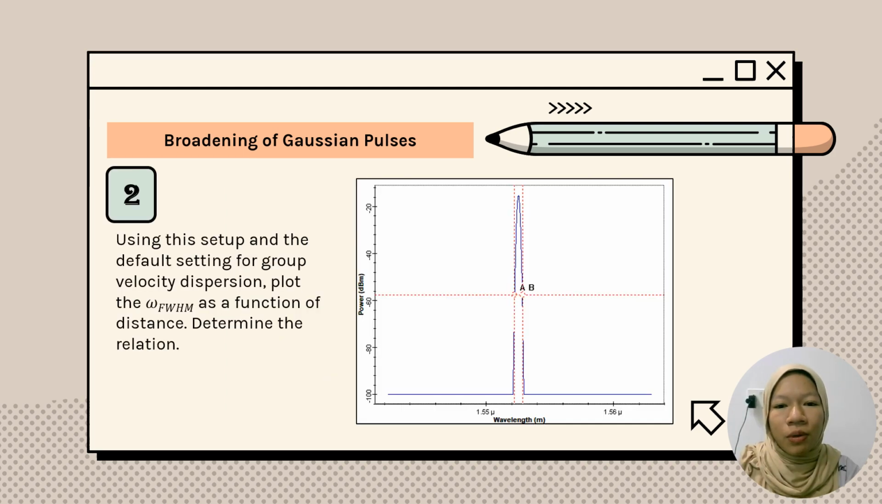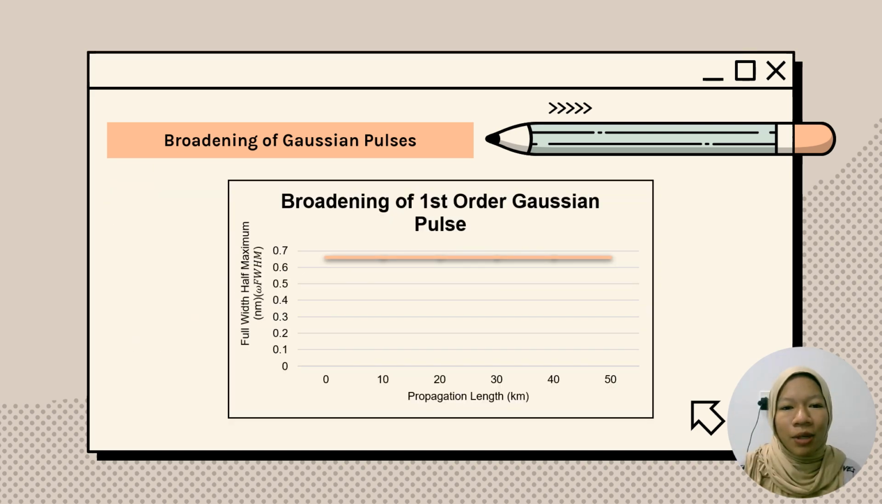For question 2, we were asked to plot the angular frequency FWHM as a function of distance and to determine their relation. We apply the same method as previously, but this time in the optical spectrum analyzer. To plot it, we mark point A and point B as shown in the figure at the half maximum amplitude. Same as the TFWHM, we need to do it with several distances to find their relationship. However, as we increase the distance, we observe that there is no change to the spectrum width of the pulse. The shape of the output graph in the optical spectrum analyzer is also unchanged.